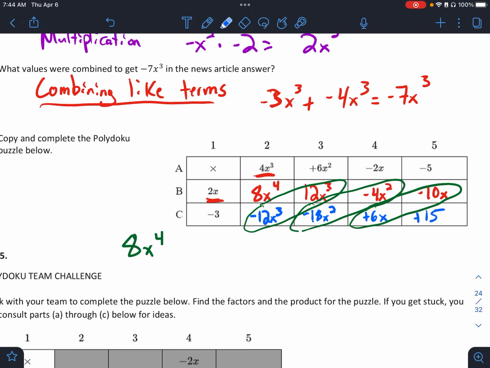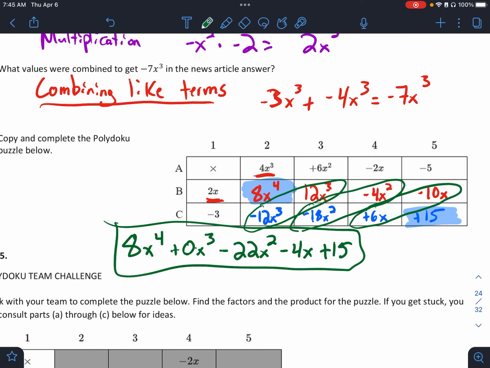Right now, I want to point this out. This square and this square, notice we have no like terms that combine these. So I'm just combining these other ones. I get plus 0x to the third minus 22x squared minus 4x plus 15. And this is fine. You could cut out this part if you wanted, but for our purposes, it's nice to know that that's there and accounted for.